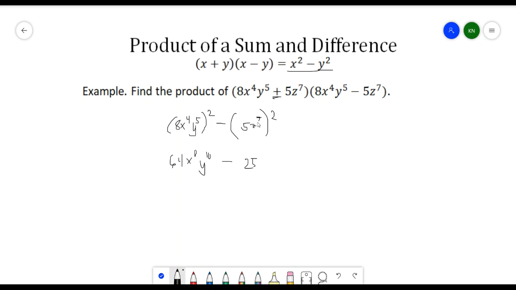Z raised to 7 times 2, that is z raised to 14. So this is already our final answer. There's no need to perform the distributive property for this one, since as you can see they have the same x's and y's here. It is just separated with different operations in between. So if this is the given problem, then we can apply the product of a sum and difference.